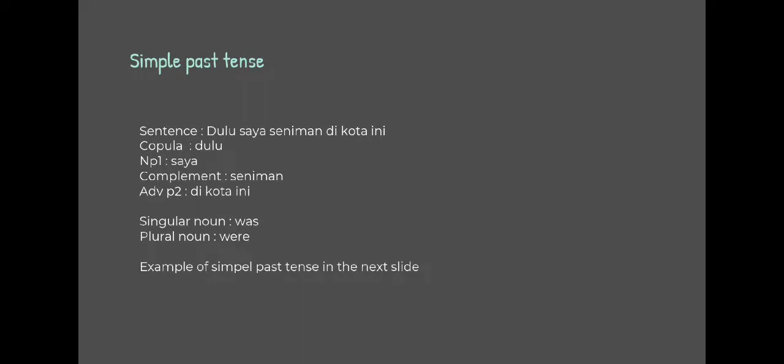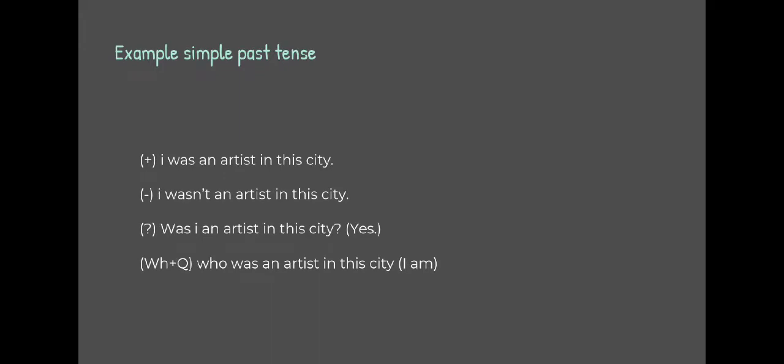Okay, next we have the simple past tense in part B. In this simple past tense, we use a copula and complement to complete the sentence. And the sentence that I made is, dulu saya seniman di kota ini. So the copula is dulu, NP1 is saya, complement is seniman, and adverb place is di kota ini. From the sentence we know that I use a singular subject, so I use was. Okay, here's the example of simple past tense.